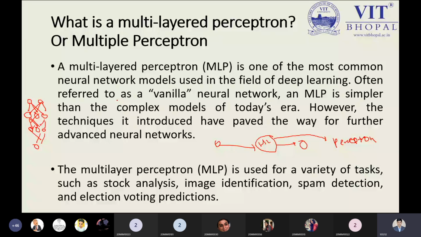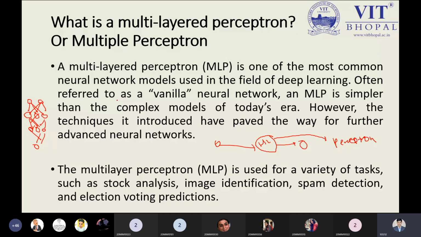So in this case, what we have in the multi-layer perceptron, we will not talk about the single layer. We will talk about multiple hidden layers. Multi-layer perceptron is used in various places, for a variety of tasks such as stock analysis, because we will not talk about a single stock. We will analyze many stocks simultaneously. Parallel computations will go on internally.